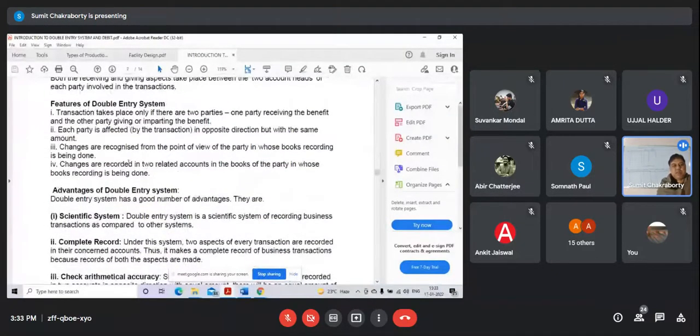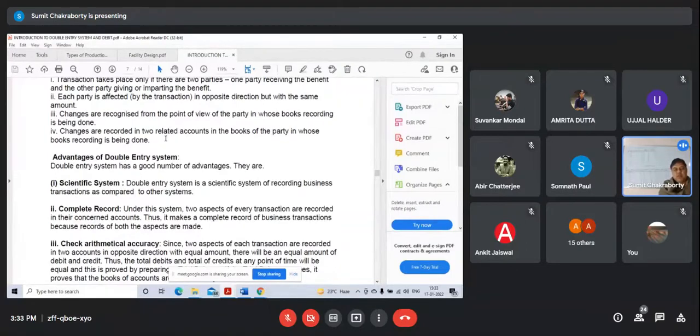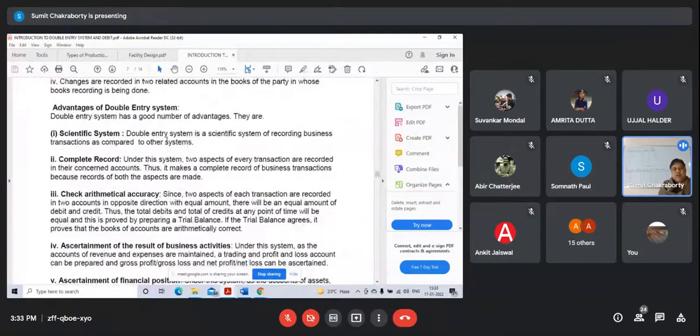Features of double entry system: transactions take place only if two parties are involved, one party receiving the benefit, another party giving the benefit. That is kind of the English approach. So basically, two or more parties involved in a single transaction. So we are recording both sides, okay, debit side and credit side. The total debit and total credit should be the same for that particular transaction. Okay.